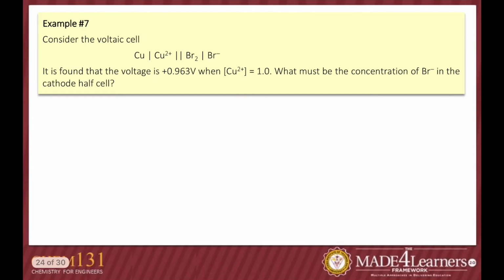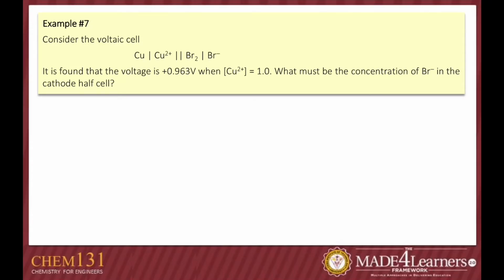Okay, example number 7. Consider the voltaic cell. So we're given the cell notation, and it is found that the voltage is 0.963 volts when the copper ion concentration is 1 molar, and we're looking for the concentration of the bromide ion in the cathode half cell. So we're still looking for the bromide ion concentration, but we are now given the cell notation.